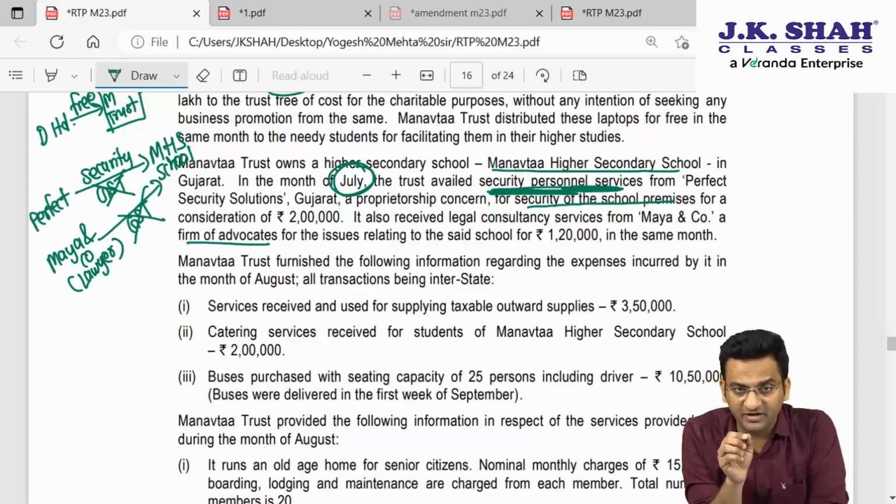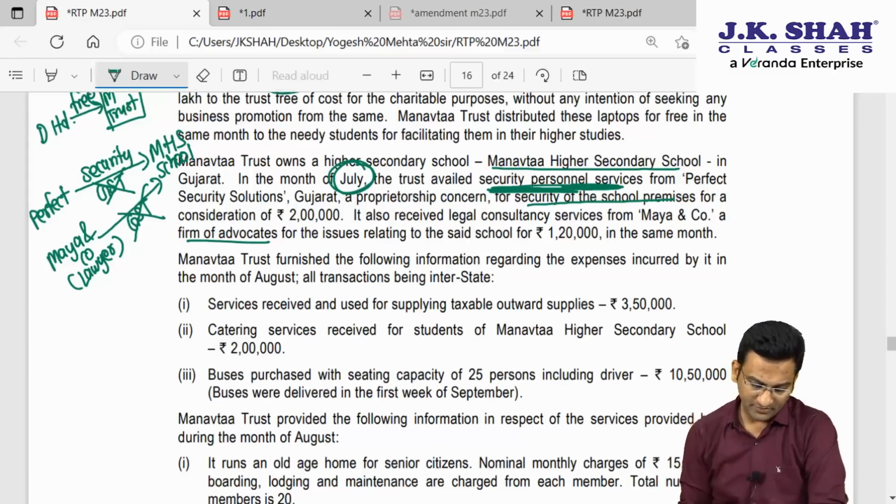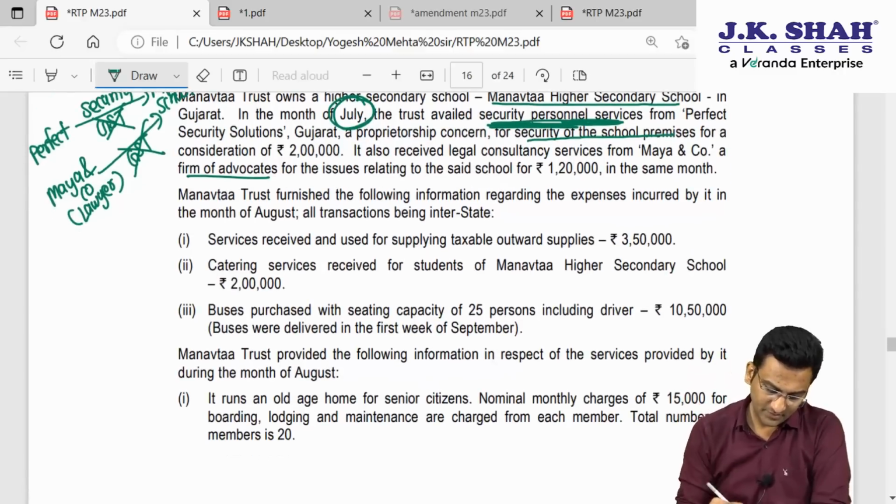In this case, friends, the information given is that security services and legal services are provided to some schools, and both are exempted. Now, the next paragraph.